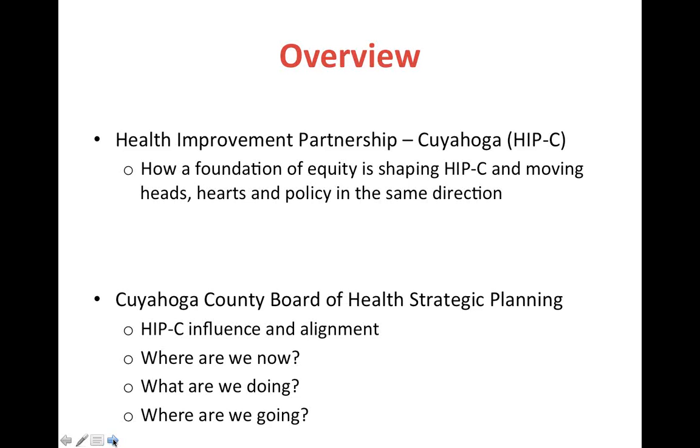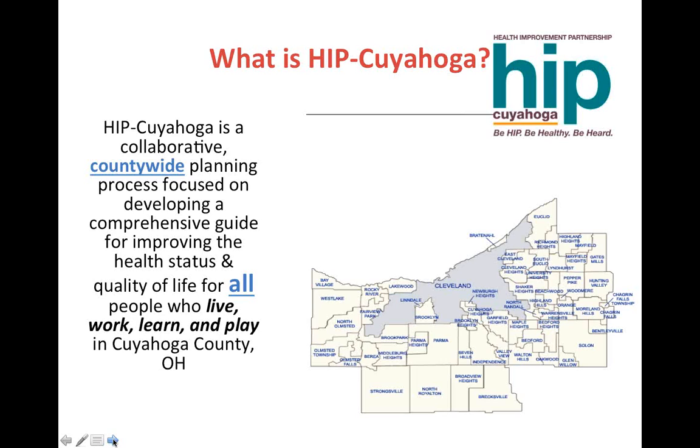So just as an overview, I will be reviewing how in Cuyahoga County we are making the case and laying a foundation of equity for our community health improvement planning process that we have branded as HIP-C, and how our efforts in HIP-C have influenced our agency strategic planning process. Next slide. HIP-C, or Health Improvement Partnership Cuyahoga in full, is a collaborative countywide planning process which we embarked on back in 2009 with the intent on developing a community health improvement plan.